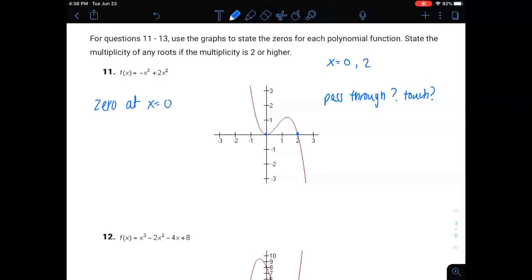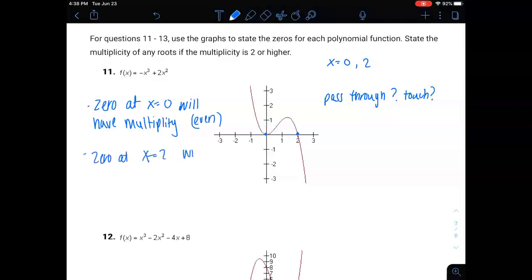So our 0 at x equals 0, since it touches, is going to have a multiplicity of an even number. It's going to be even, and we'll just write the word even there for right now. Then our 0 at x equals 2 will have an odd multiplicity.